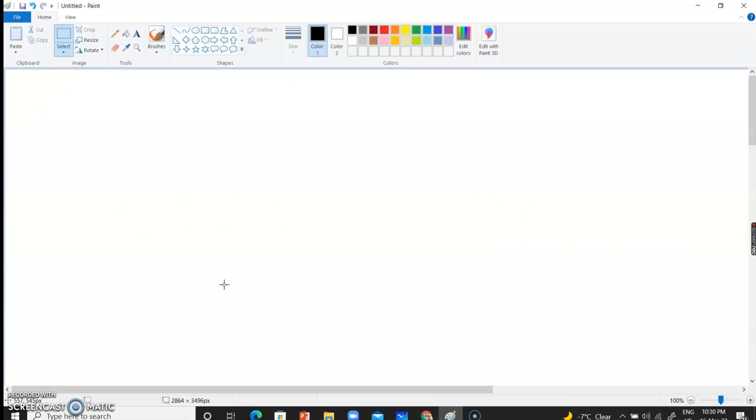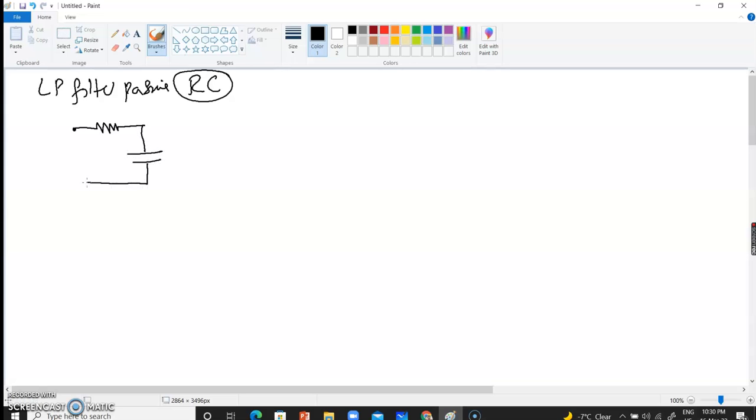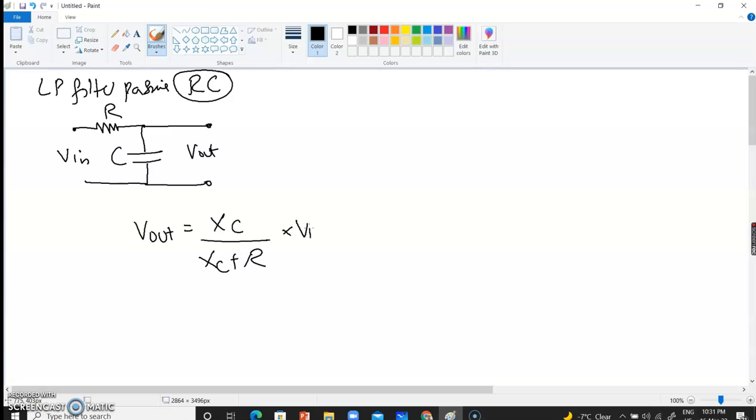Now today we are going to start with our first design, a low pass filter using passive components, which is R and C. The basic form that you would have for a filter is a resistor over here and a capacitor over here, giving some output. So that is your Vin, that is the resistor, that is the capacitor, and that is your V out, right? The formula for the gain, or the formula for the output, can be written as, it's just a voltage divider, which is V out equals XC over XC plus R times V in, right?